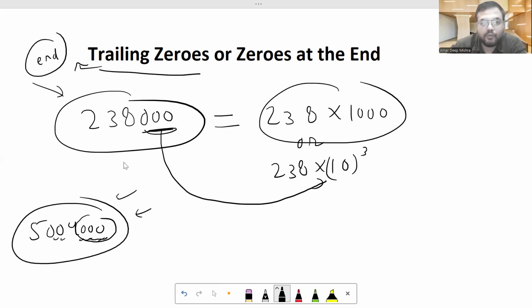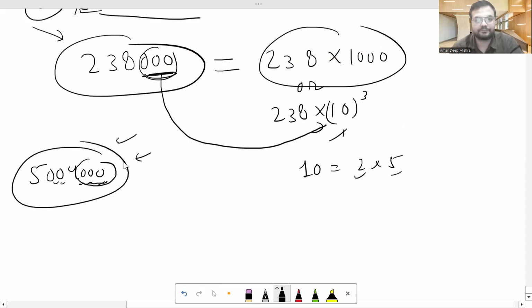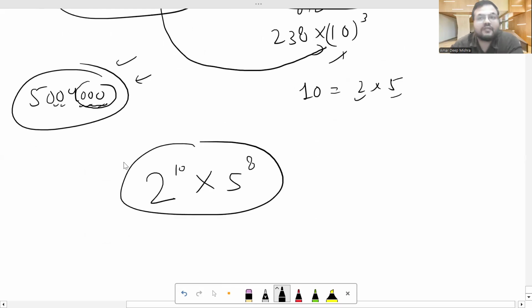Now, I told you that trailing zeros means the power of 10. And 10 is the combination of 2 and 5. You take one 2 and you take one 5, you multiply them, you will get a 10. So basically, you have to find out the power of 2 and the power of 5, like you have to count the number of 2s and the number of 5s. That's how you get the power of 10. So suppose I have 2 power 10 into 5 power 8. In this expression, if I ask you how many trailing zeros are there, how will you find out?